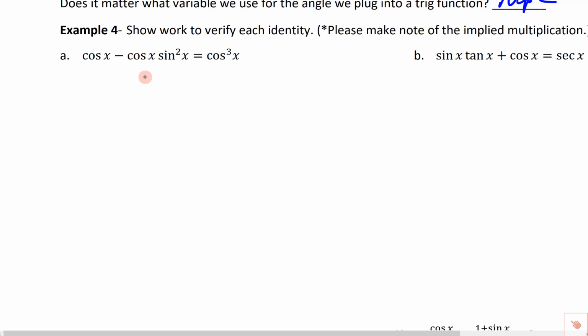So if they both have a cosine of x, what if I factor out the cosine of x? What would be left of cosine of x if I take out a cosine of x? 1. What's left of a minus cosine x sine squared x? Minus sine squared x. Now, would you look at the other side? And you will find there is a 1 minus sine squared somewhere on there. Look at the other side for a second. Is equal to cosine squared.